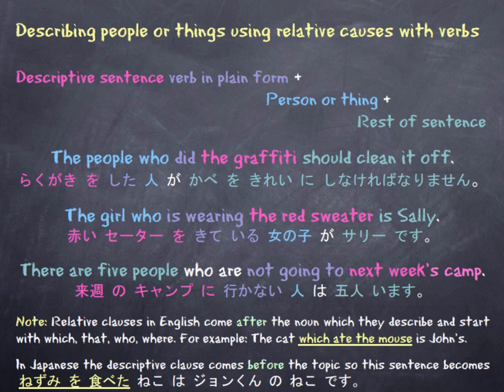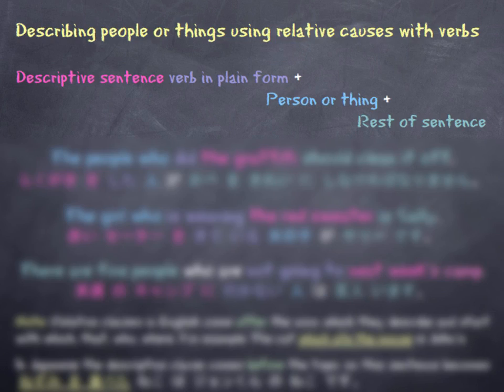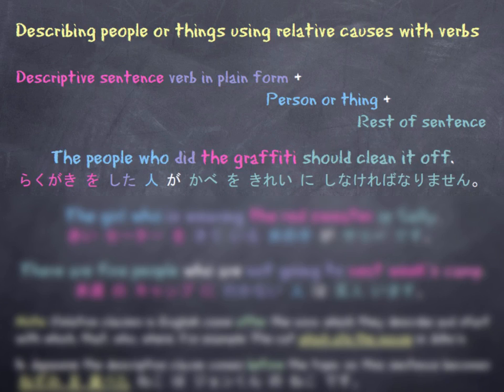Hey guys, today we're going to take a look at how to describe people or things using relative clauses with verbs. So what we're going to do is we're going to start here with our descriptive sentence and finish with our verb in plain form. Then we're going to attach either person or thing, and then we're going to finish with the rest of our sentence. So for example, the people who did the graffiti should clean it off.